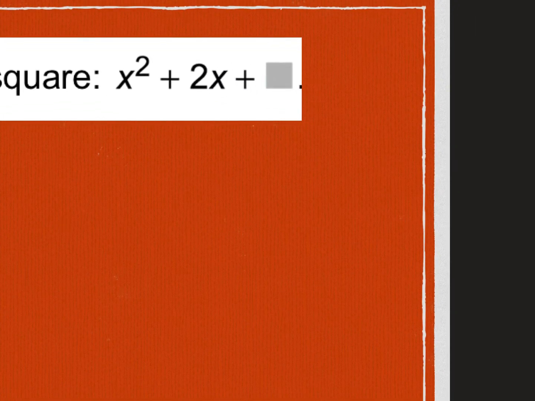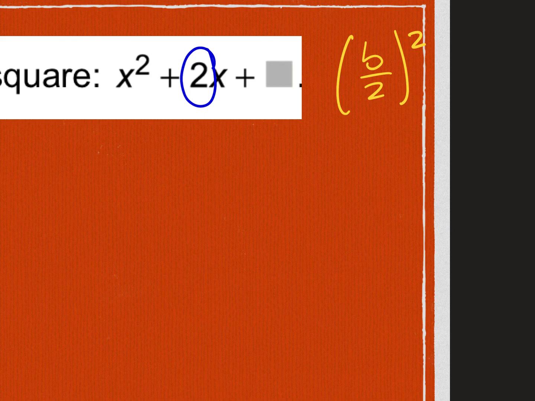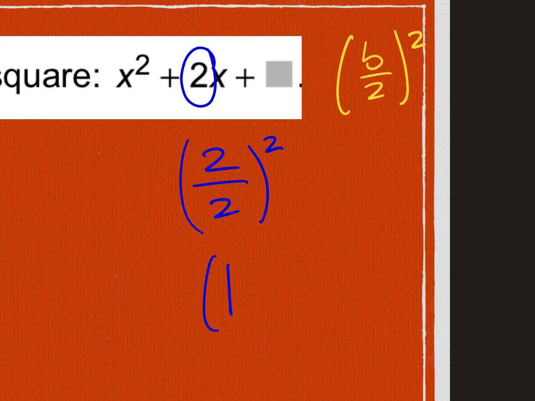All right, the next one. What's the formula that we use? B over 2 squared. What's our b here? B is 2. So 2 over 2 squared. What's 2 over 2? 1. And what's 1 squared? 1. So 1 completes the square.